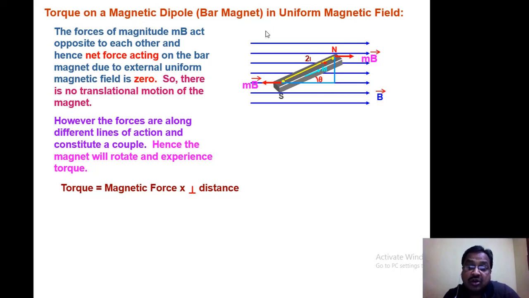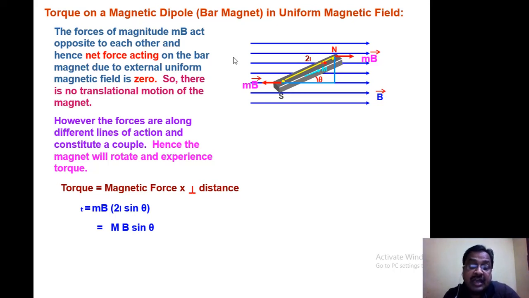You know that torque is the product of force and perpendicular distance. As you know, torque is given by the product of force and the perpendicular distance between them. And here you see there is a right angle triangle. NS is the diagonal, and from the right angle triangle, you can find the perpendicular distance between mB and mB, which will be 2L sin theta, 2L being the length.